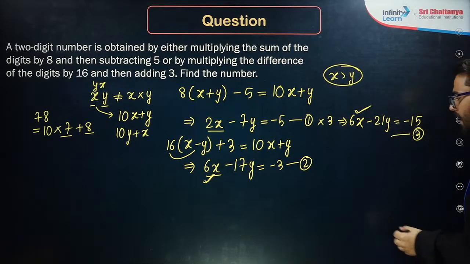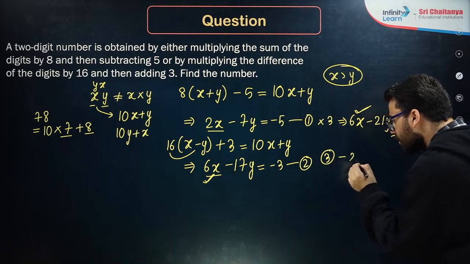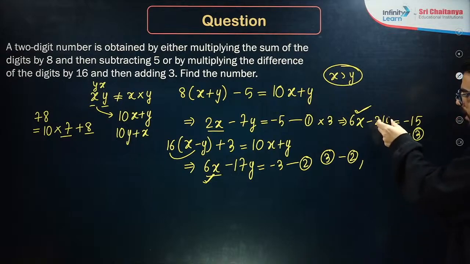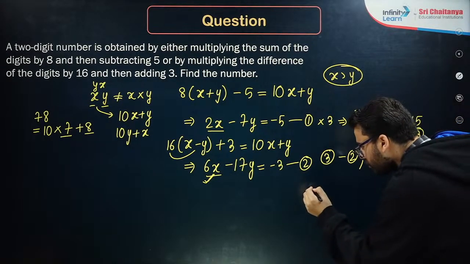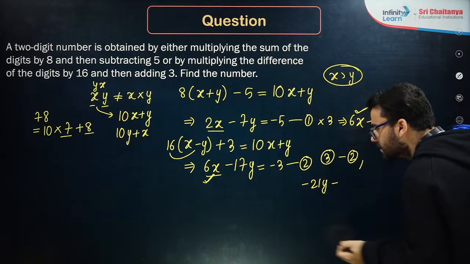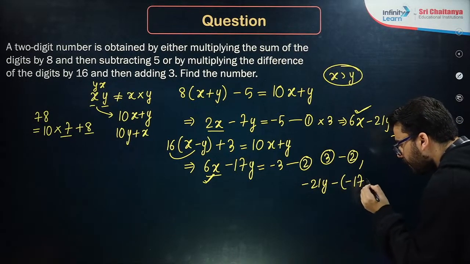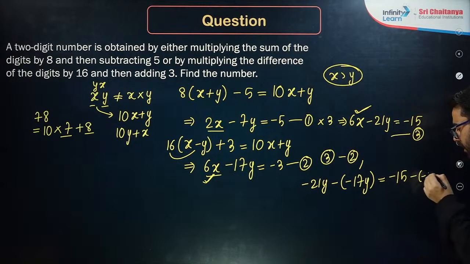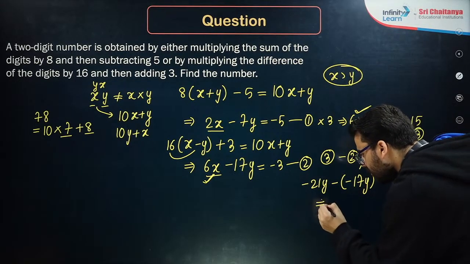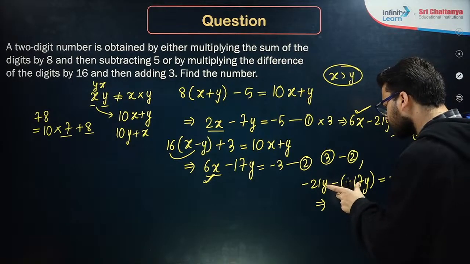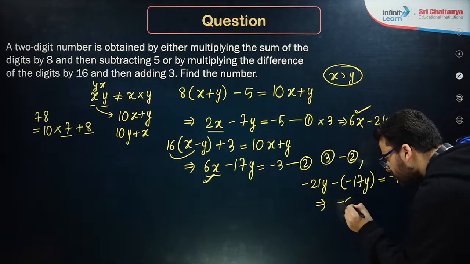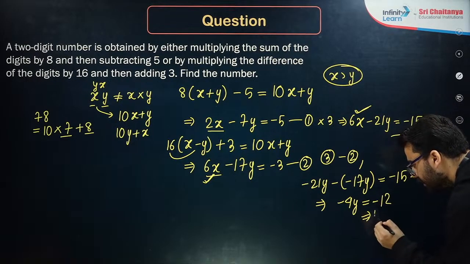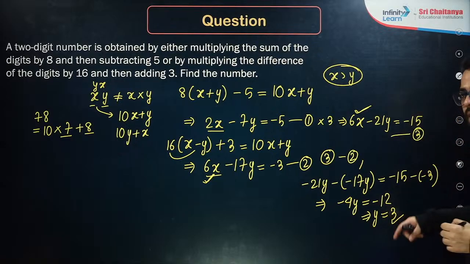So what can I do? I can do equation third minus equation second over here. So you see 6x minus 6x will be cancelled out. You have got minus 21y. So you write it properly, minus 21y minus, it's already minus 17y. And on the other hand side of the equation, you'll get minus 15 minus, it's already minus 3. Now let's just simplify. So this will give you minus 4y and this will give you minus 12. So y is equal to 3. So you see y is equal to 3 we are getting over here, correct?